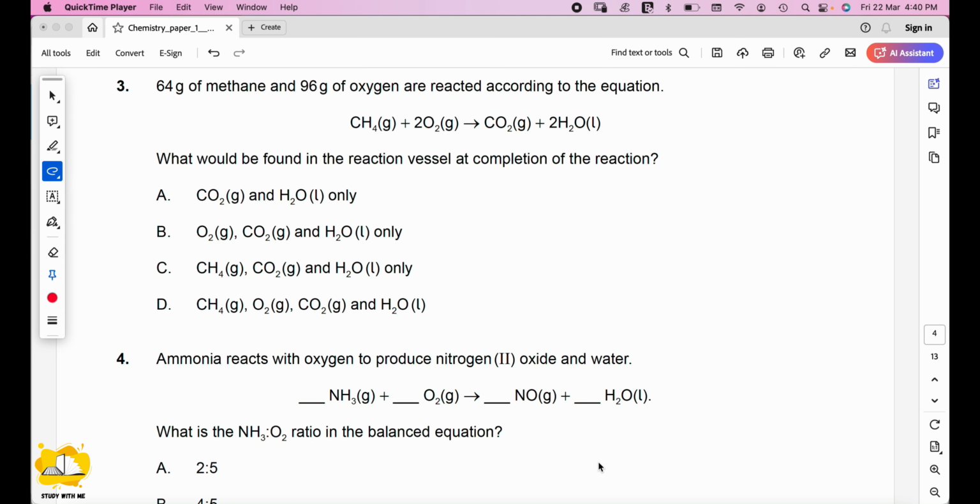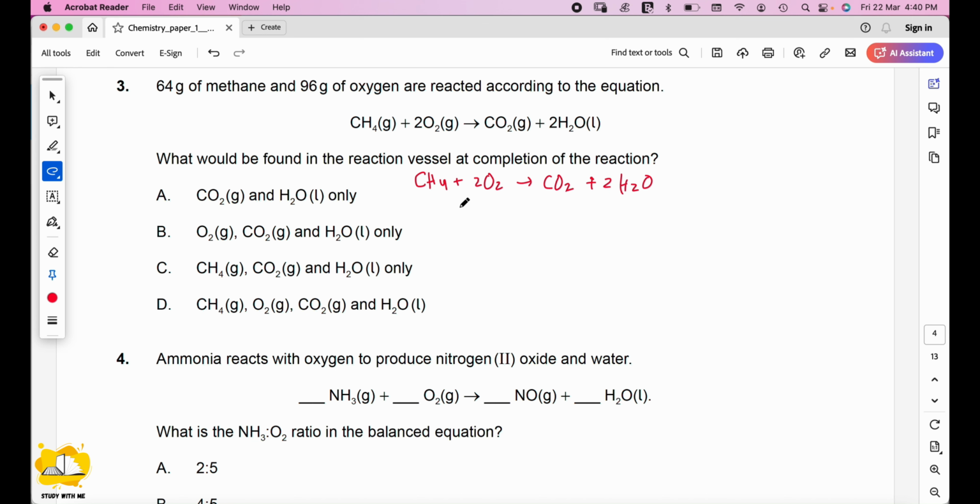Alright, for number 3, there are 64 gram of methane and 96 gram of oxygen reacting in the vessel. So what would be found in the reaction vessel at completion of the reaction? We need to find out which one is the limiting reactant that will be used up. This limiting reactant will not be in the vessel at completion of the reaction. So let me write the equation again. We can do some simple calculation here to find out the limiting reactant.